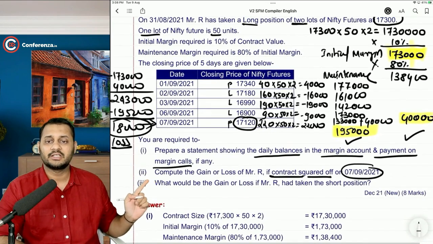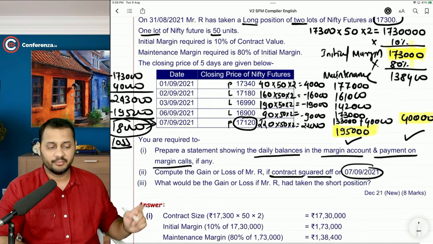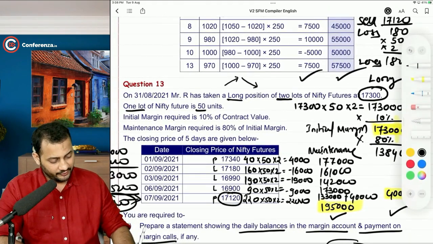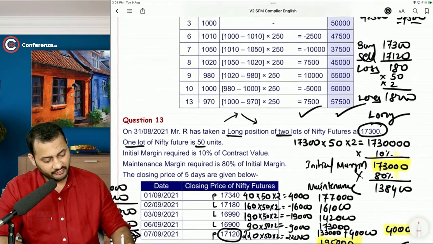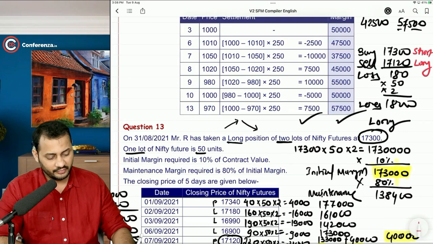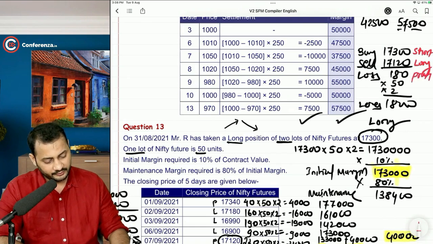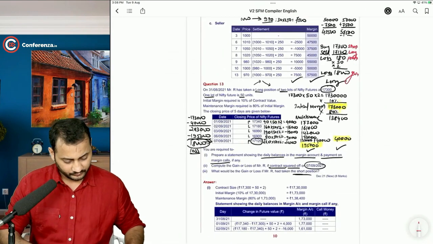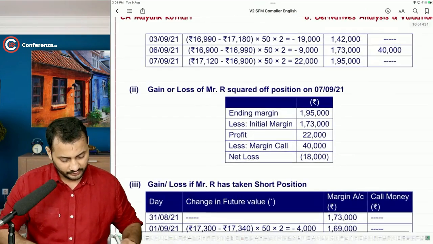Now the third part is, what would be the gain or loss if Mr. R had taken short position? So it's very simple, sir. If you would have taken a short position in the very beginning itself, that means at this point, then you would have taken long position to square it off. This would have been your profit. The same would have been your gain, 18,000 rupees. Okay, so let's come to this point now.